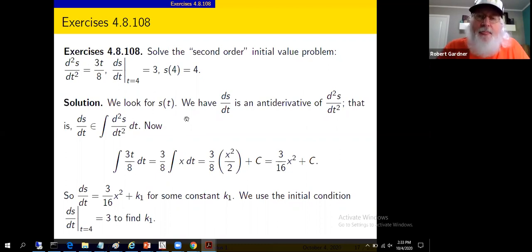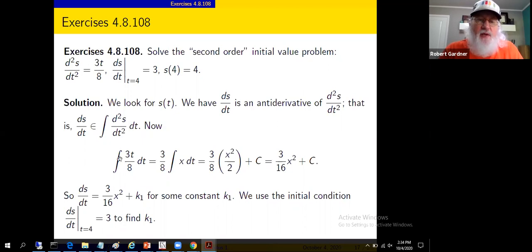So we're looking for s of t. Now, let's anti-differentiate 2 times. The first, we're given acceleration. We're given the second derivative. Well, let's find the first derivative based on the second derivative. ds dt is an antiderivative of the second derivative. If I were to differentiate the first derivative, I'd get the second derivative. So if I anti-differentiate the second derivative, I get the first derivative, plus or minus a constant. That is, ds dt is the indefinite integral, where the integrand is the second derivative. So let's perform this indefinite integral computation.